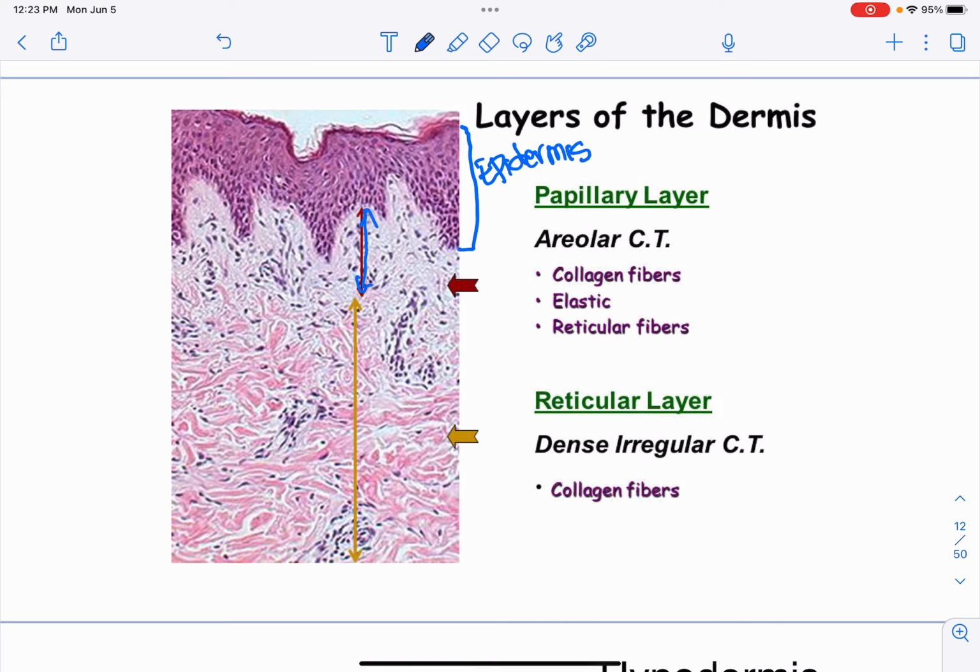And you remember that the areolar connective tissue contains all three fibers that we had talked about: collagen fibers, elastic fibers, and reticular fibers. And then deep to the areolar connective tissue, which is what is in yellow, is the dense irregular connective tissue, which is what is going to give skin its strength. So that is made up of collagen fibers going in a lot of different directions.